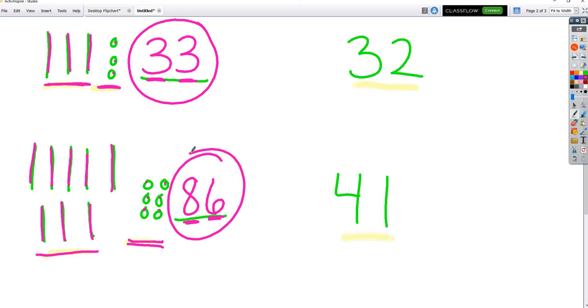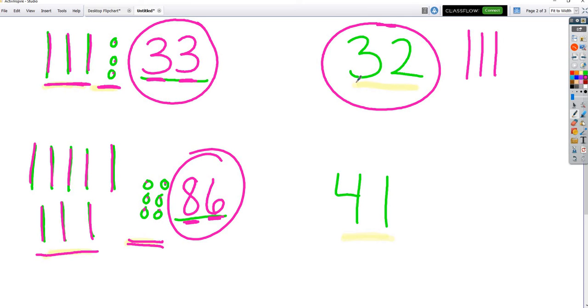All right, and then what was this number right here? Good, that's the number 32. So how would you have made 32 using blocks or tens and ones? Good, you should have had 3 tens because it says it has 3 tens. And then you would have needed to draw 2 little ones because it says it has 2 ones. And that's the number 32. 10, 20, 30, 31, 32.